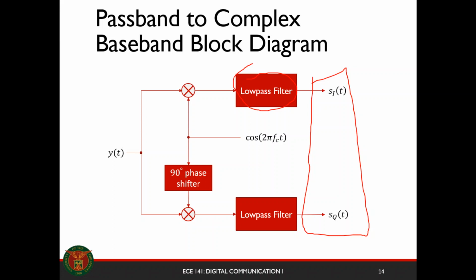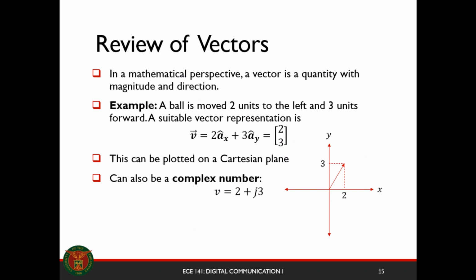Right? And what are complex numbers? Recall that complex numbers can be plotted in a complex plane. And those are vectors. So let's review vectors. From a mathematical perspective, a vector is a quantity with magnitude and direction. You already know this. For example, if a ball moves 2 units to the left and 3 units forward, or 3 units upwards, whatever, we get this vector expression in the middle right here.